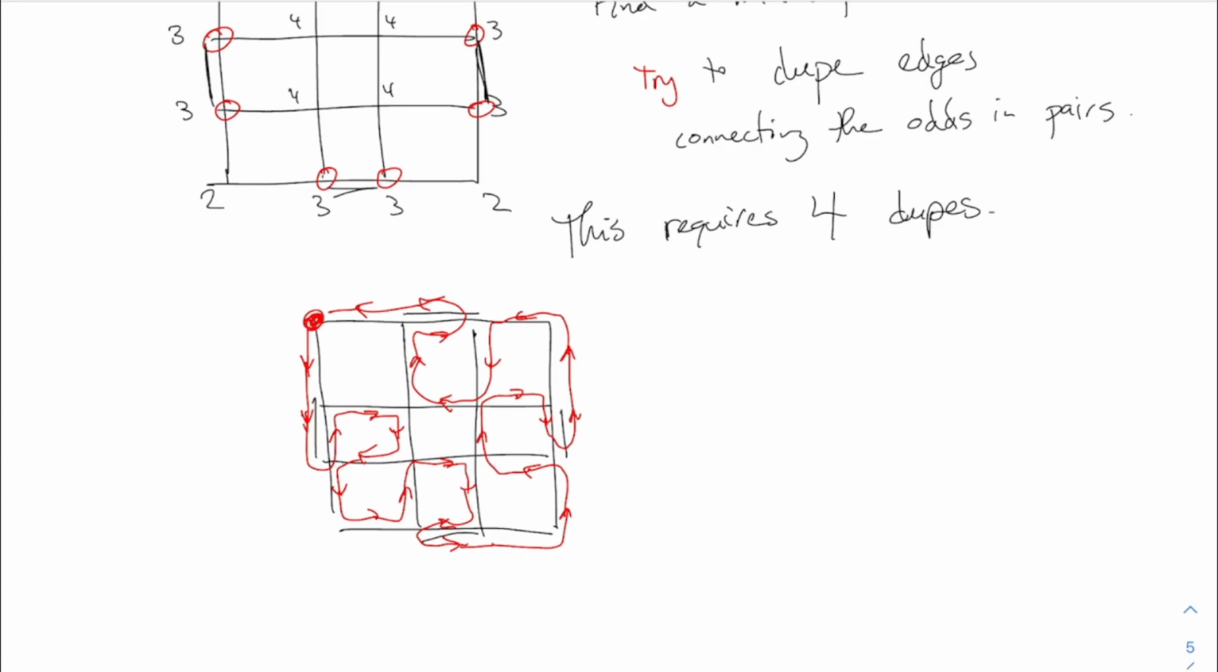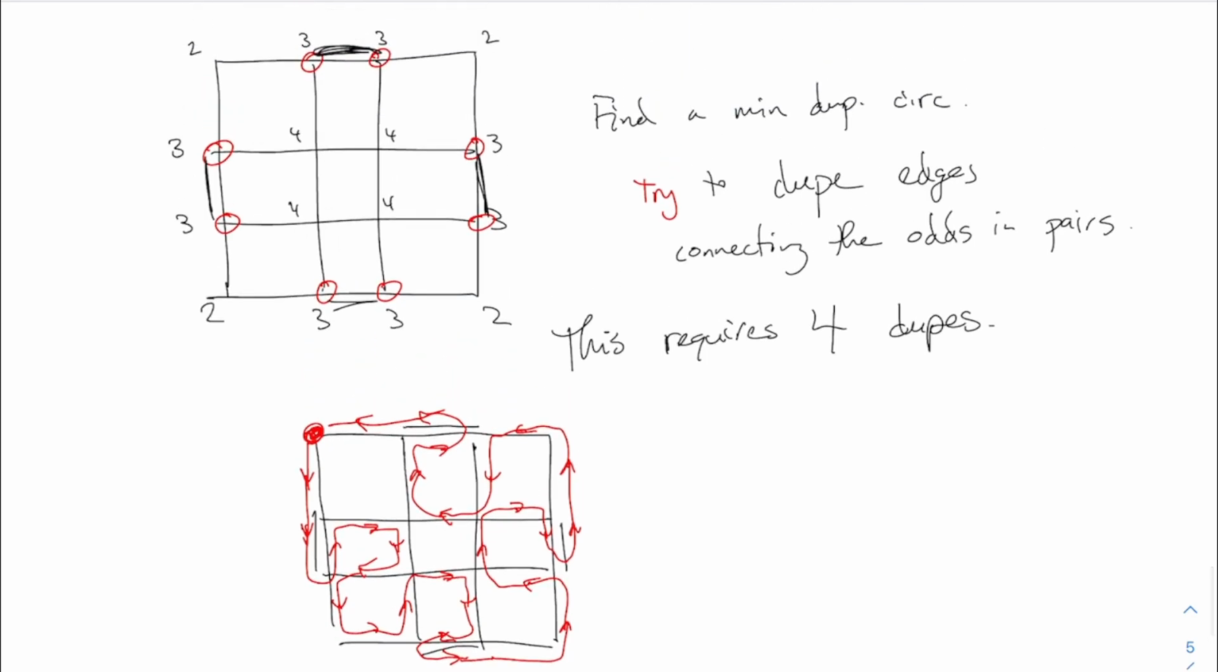Because you can tell it's not possible to pair these up using, say, only 3 edges. Because there's 8 odd vertices there. You can't get to all of them using only 3 edges. All right? This is how we do it.